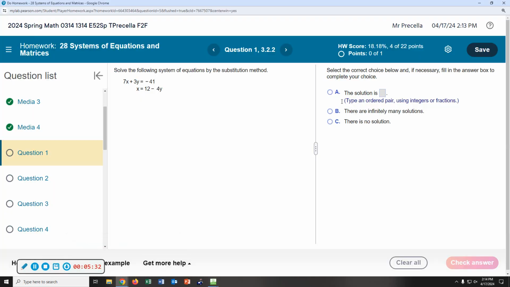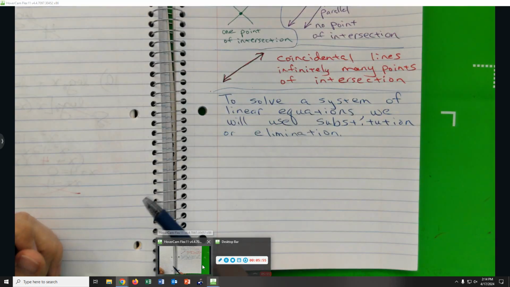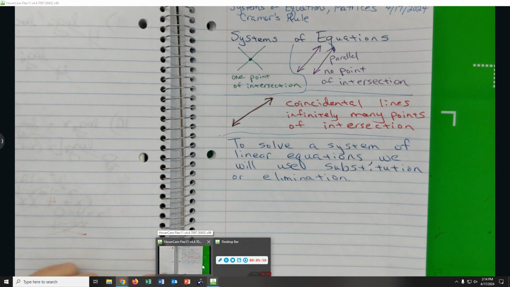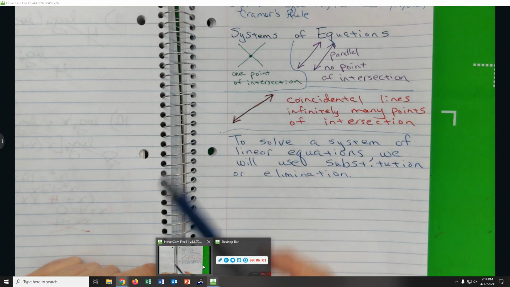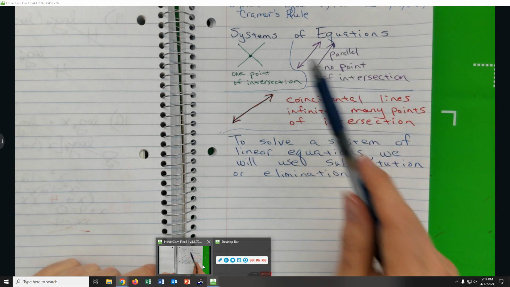The way the answers are written here, the solution is you type an ordered pair. That'll be what you use if there's just one point of intersection. And that's the most common situation. Now for the other two unusual ones, infinitely many solutions. What would that be? Look at my little picture here. Which one would have infinitely many solutions? Well, the coincidental lines. And the other option, there's no solution. Which one would have no solution? The parallel lines. They never intersect.